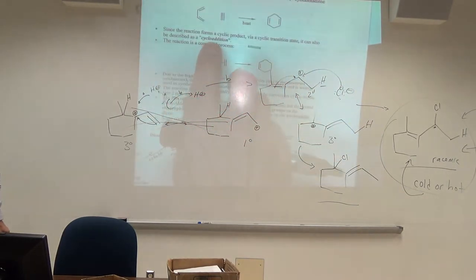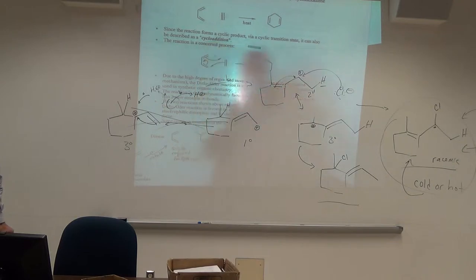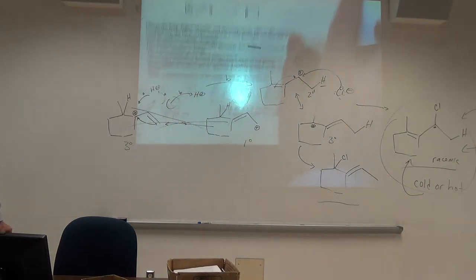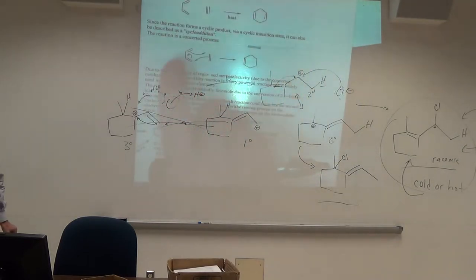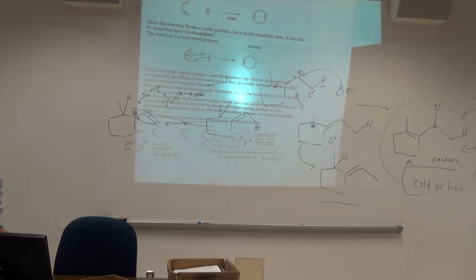Diels-Alder is called a cycloaddition reaction. There's 3 types of pericyclic reactions. All this is in chapter 17. Very important, you've got to be able to add 4 plus 2 equals 6. Diels-Alder gives a cyclohexene. A cyclohexane ring with a double bond, cyclohexene. Every Diels-Alder reaction gives a 6-membered ring with at least 1 pi bond.